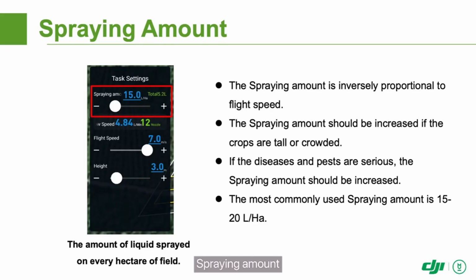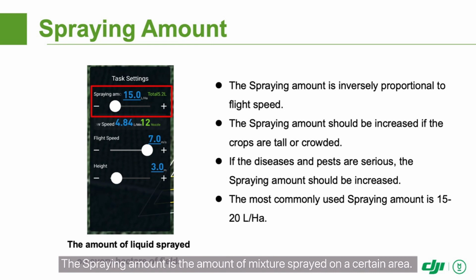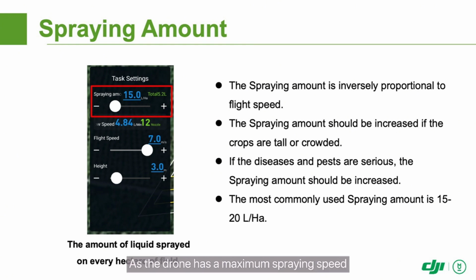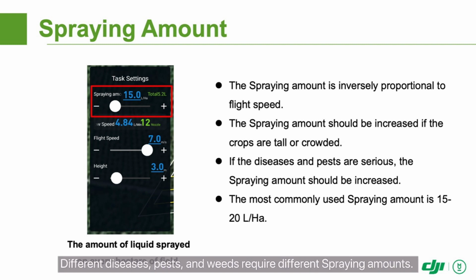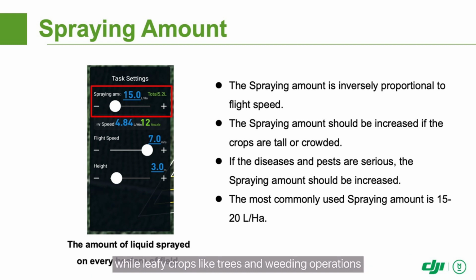Spraying amount. The spraying amount is the amount of mixture sprayed on a certain area. The amount here refers to the mixture of pesticide and water, not just the pesticide amount. As the drone has a maximum spraying speed, the larger the spraying amount, the lower the flight speed. Different diseases, pests, and weeds require different spraying amounts. Generally, short crops and preventative operations require low spraying amounts, while leafy crops like trees and weeding operations require a higher spraying amount. This parameter should be set based on your actual needs.